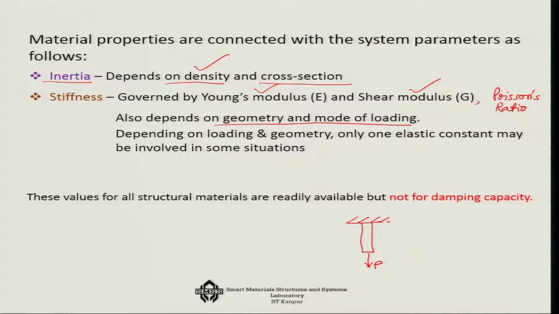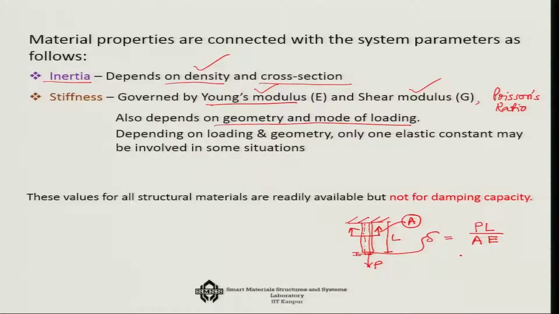So, if this is of length L, then we know that the deflection delta corresponding to this force P, due to this tensile loading, this structure is going to deflect, and that equals P L over A E, where A is the cross sectional area and E is the Young's modulus of the system. So, that is the deflection for the system.